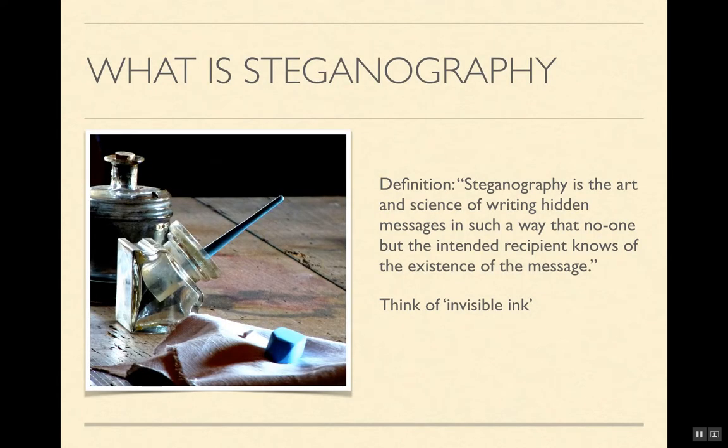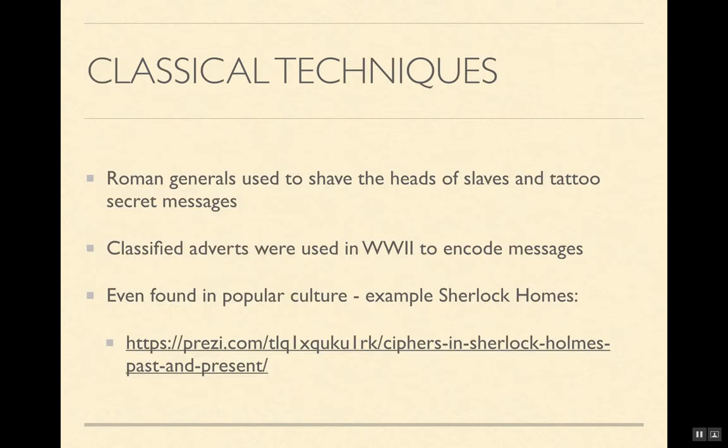Steganography is defined as the art and science of writing hidden messages in such a way that no one but the intended recipient knows of the existence of the message. Think of this as invisible ink. If a spy in World War II wanted to send a message back to headquarters, they could write a letter to their mum or to their aunt or to somebody they knew, and if you just looked at the letter, all you'll see is the message on top. But underneath, there's invisible ink that can be seen using some sort of process to extract this message.